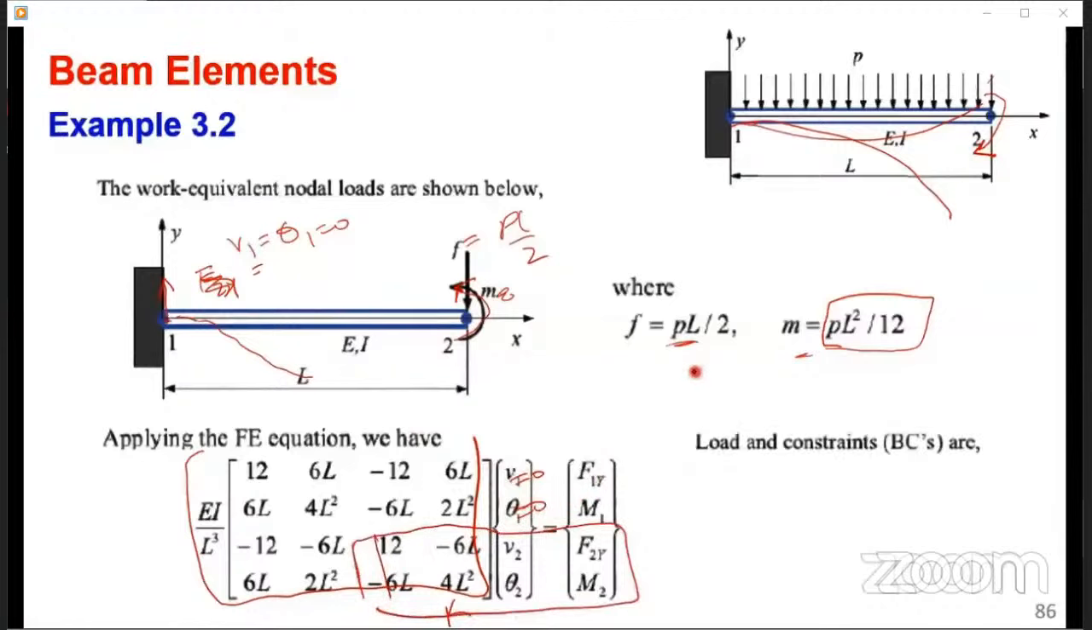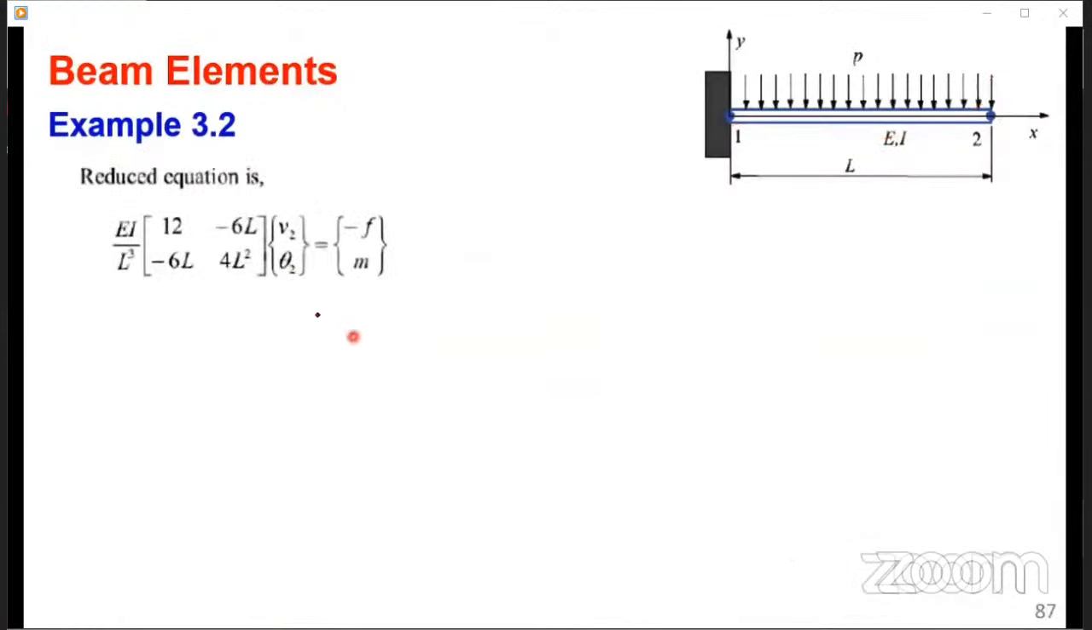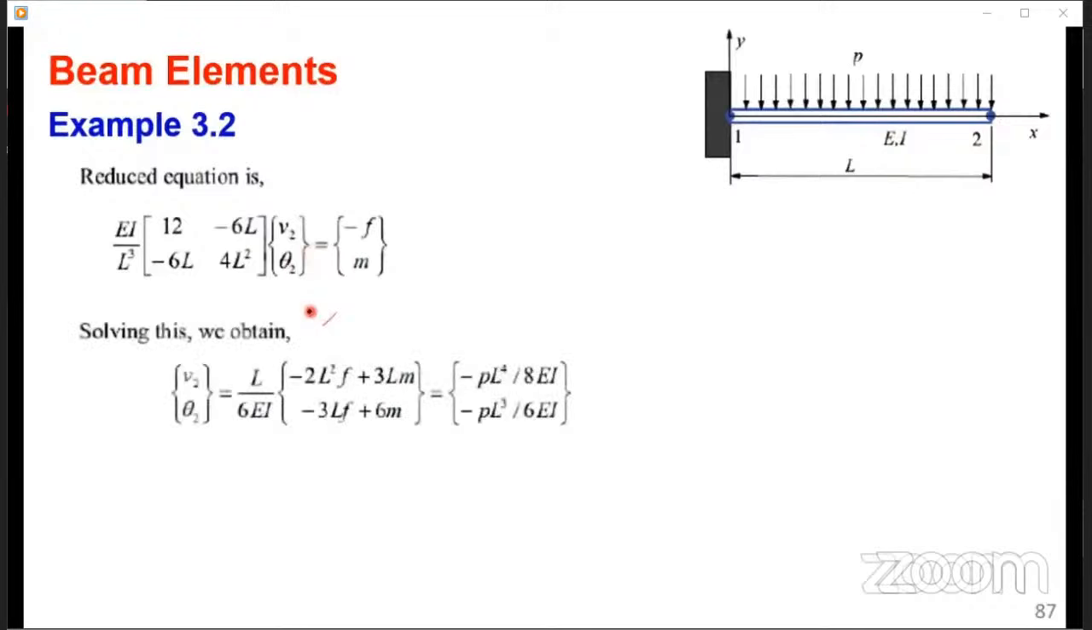And with that, you can go ahead and have your reduced equation like this, and you solve for V2 and theta 2, okay? So V2 and theta 2, again, is expressed in matrix form, but you know V2 is this quantity here, minus P alpha 4, HDI, and then theta 2 is this quantity here. So the point of view from these examples is to really make sure you do the hard calculation so that the concept sticks in your system, right?